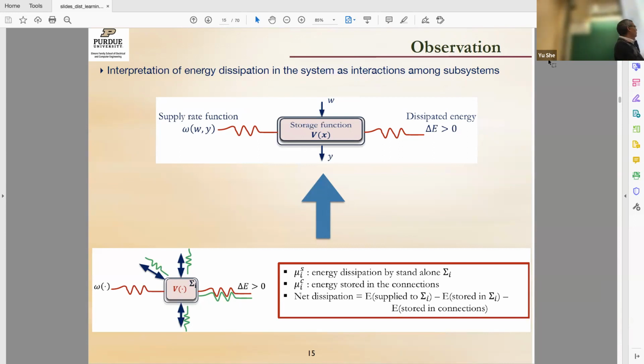Right? So the next few slides are essentially saying that if I take energy dissipated by standalone, not connected, systems, and energy stored in the connections, so the easiest thing to think about are springs, for instance, then as long as I can do bookkeeping of energy that is supplied from external and energy that is stored locally and in interconnections, I'm safe. The rest of the thing is just bookkeeping at this point. That's the basic idea.